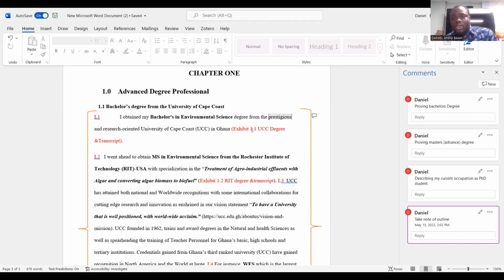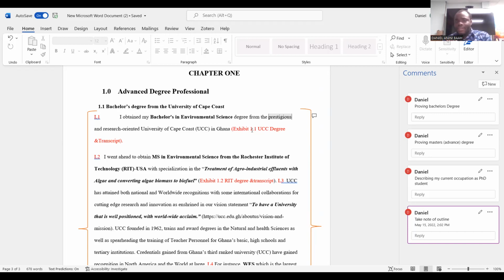Prestigious is a very strong word. So you using that word shows that you are standing out. That is what you want to project, to stand out among whatever colleagues or peers you are with, by using very unique words for yourself. So he said, I have an environmental science degree from the prestigious research-oriented University of Cape Coast in Ghana.